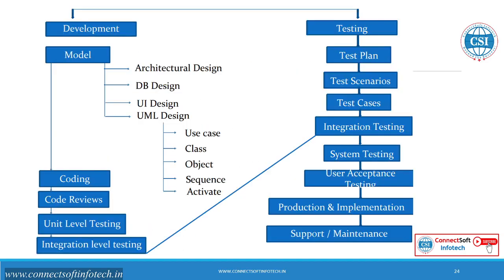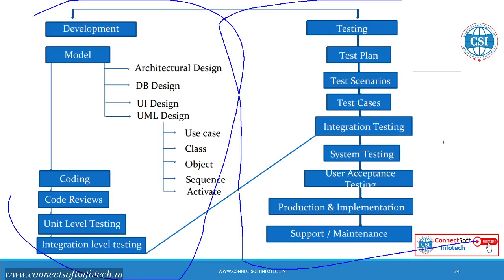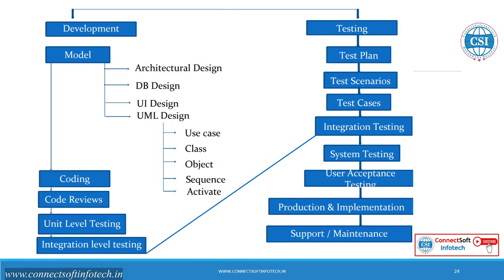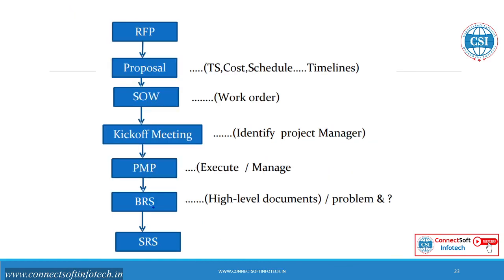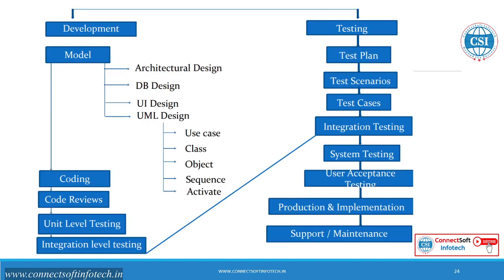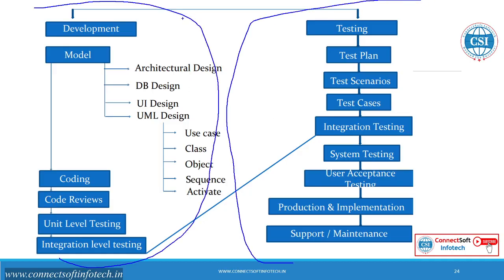Once the document is created, the development team works on these portions, and the testing team works on this one. The testing team will do this part and the development team will do this part. These are the common documentations: PMP, BRS and SRS. Once this documentation is completed, business requirement specification and software requirement specification, the actual work will start. This will be done by the development team and this by the testing team.